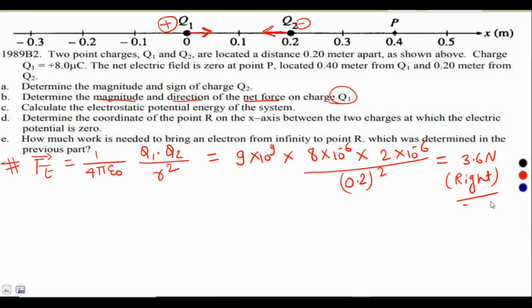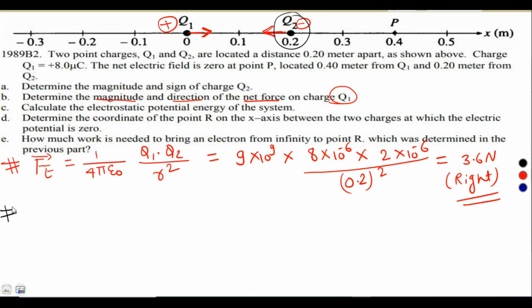So this completes our part B. This will also be the net force, because there is no other charge, there is only charge q2, so the force due to q2 will be the net force. There is no other force, so this is our answer.